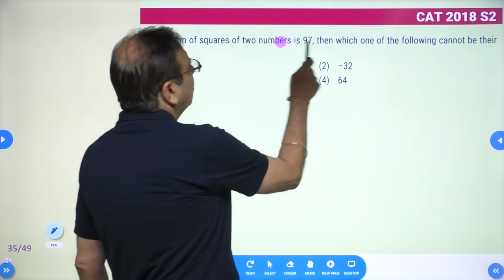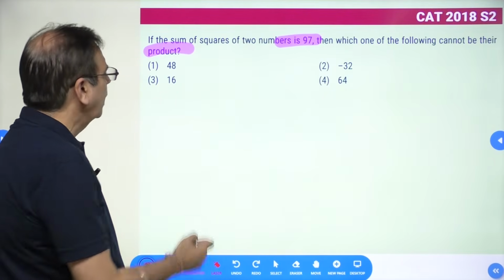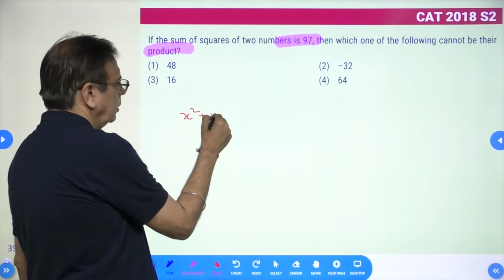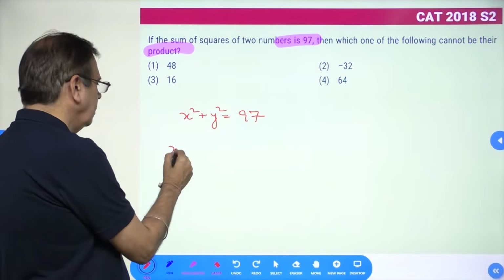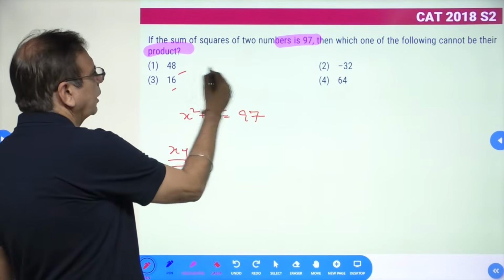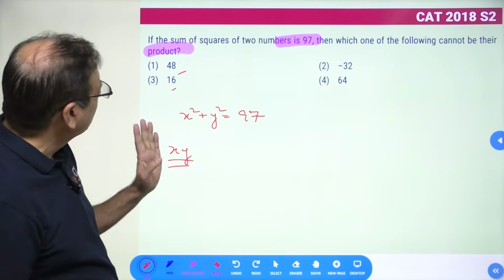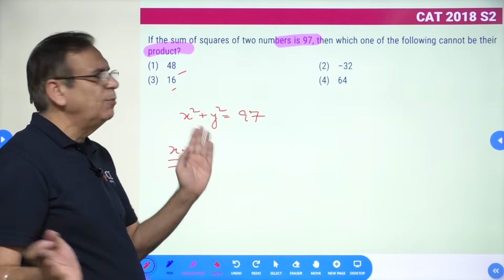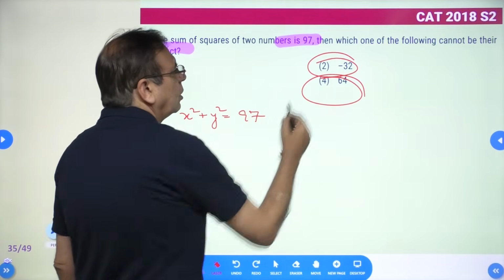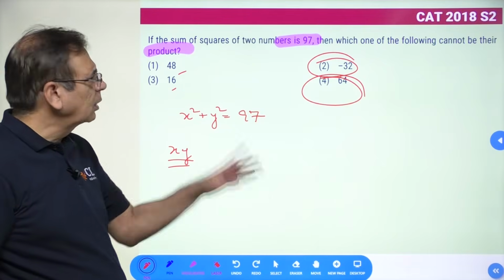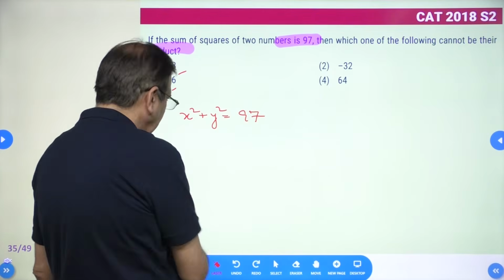Sum of squares of two numbers is 97. Which of the following cannot be their product? Okay. So we are saying which of these cannot be equal to xy. Pehli cheez, almost all such questions, not 100%, but almost all such questions, your answer will be one of the extreme ones. Which is the smallest number? This. Which is the biggest number? This. One of them is going to be the answer. And if you are willing to take a chance and you are short of time, you could straight away mark one of them as the answer.